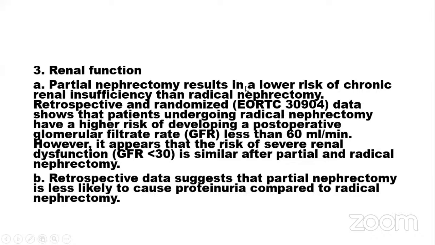Renal function. Partial nephrectomy results in a lower risk of chronic renal insufficiency than radical nephrectomy. Retrospective and randomized controlled data show that patients who undergo radical nephrectomy have a higher risk of developing a postoperative glomerular filtration rate less than 60 mL per minute. However, it appears that the risk of severe renal dysfunction, glomerular filtration rate less than 30, is similar after partial and radical nephrectomy. Retrospective studies suggest that partial nephrectomy is less likely to cause proteinuria compared to radical nephrectomy.